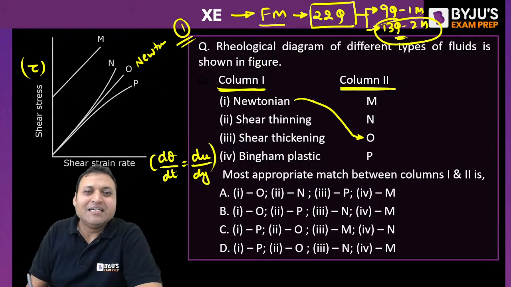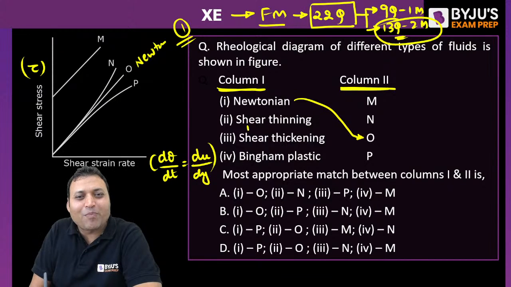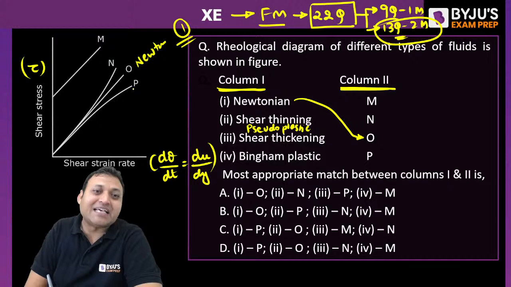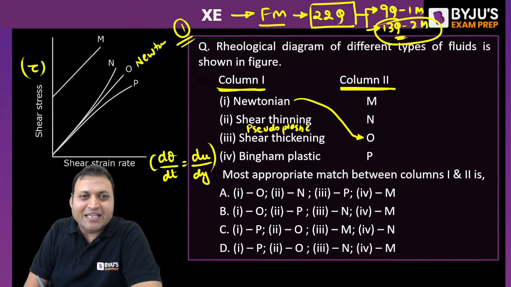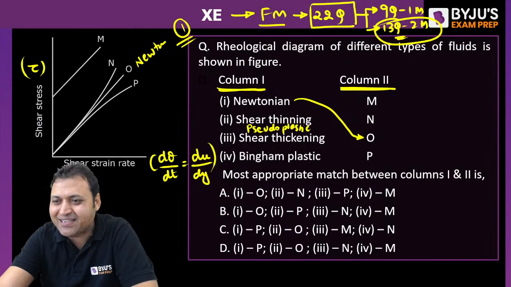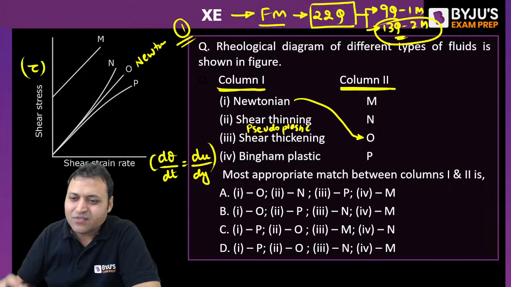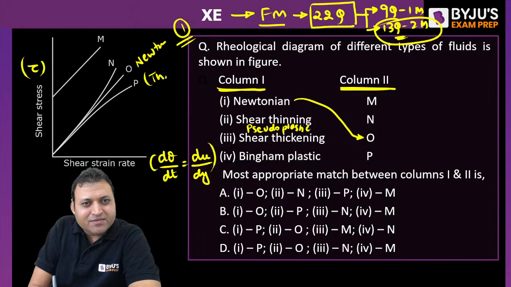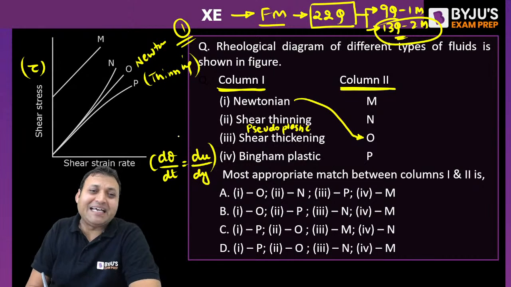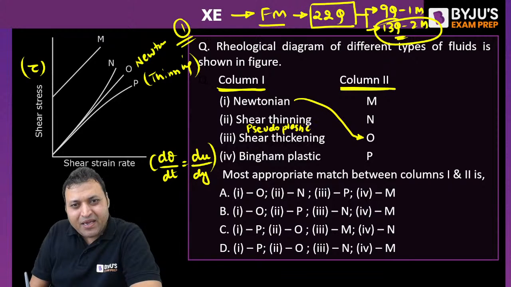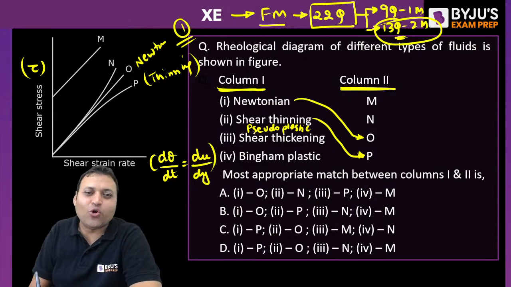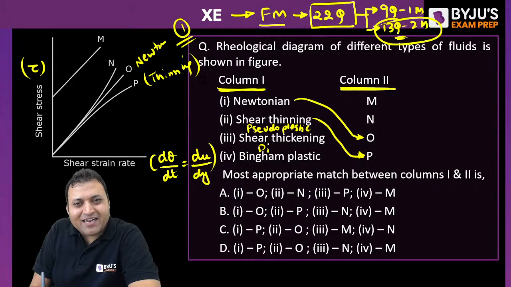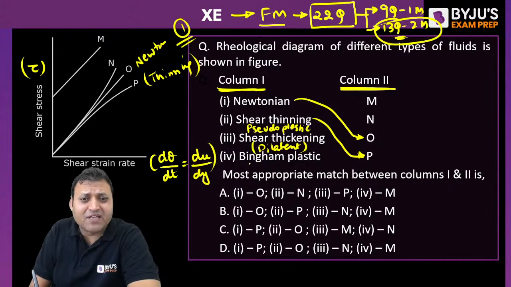Shear thinning fluid is also known as pseudoplastic fluid. In pseudoplastic fluid, the slope of the curve, which is the viscosity of the fluid, decreases. So P will be pseudoplastic or shear thinning fluids. Viscosity decreases with the flow rate. So P is shear thinning, and shear thickening fluid is also known as dilatant. You must be knowing the examples of these fluids.